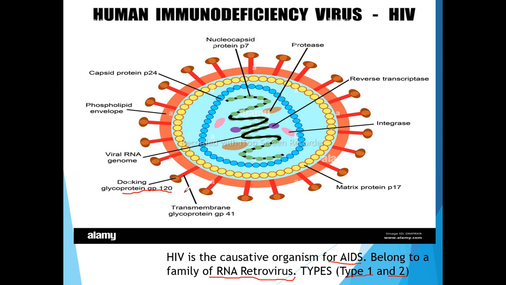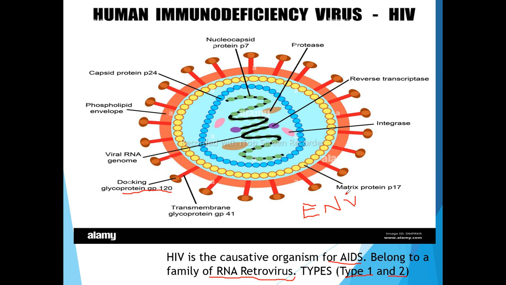Apart from that, the GP120 and the transmembrane protein are produced by the gene which is called the env gene. So this env gene is the one that produces the GP120 and the GP41. Now, as you go inside this virus, there's another protein which is called the matrix protein.